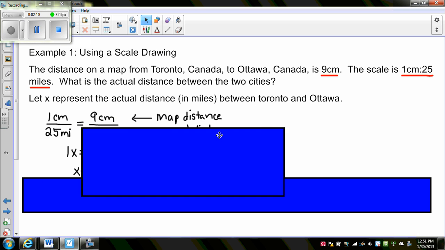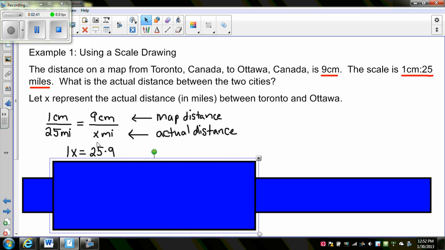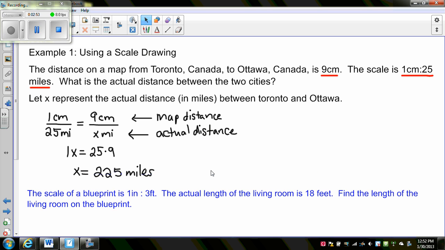The way we can set this up is we can say the scale, 1 centimeter over 25 miles, equals the actual map distance to the actual distance. So we always put our map distance on top and then our actual distance on the bottom, because we need to have the same units on top that are on the bottom. Now you can use your favorite method to solve for this. You can either multiply the top and bottom by 9, or you could cross multiply, which is pretty easy because you get 1x equals 9 times 25. Well, 9 times 25 is 225, so the actual distance is 225 miles.